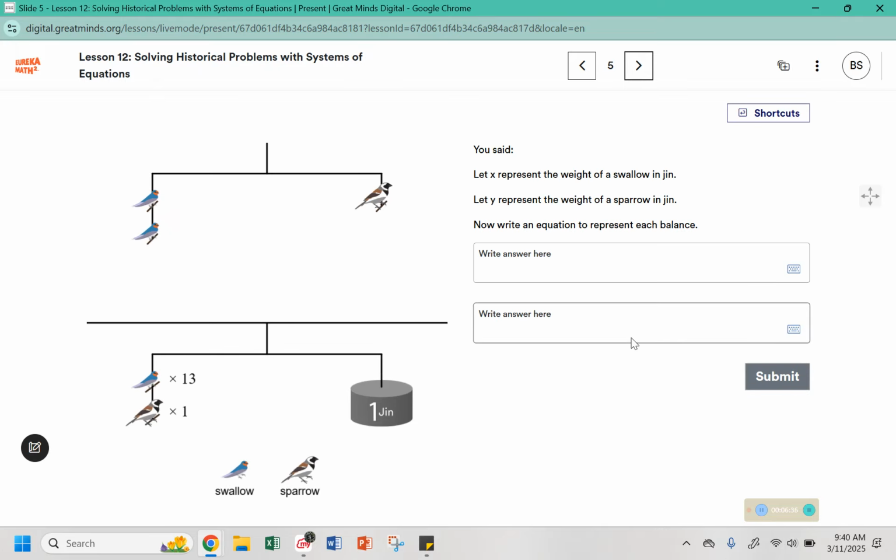Now write an equation to represent each balance. Well, I have 2 swallows is equal to 1 sparrow. In this one, I have 13 swallows and 1 sparrow is equal to 1 jin. I don't necessarily need this one here. I can just write a single y.